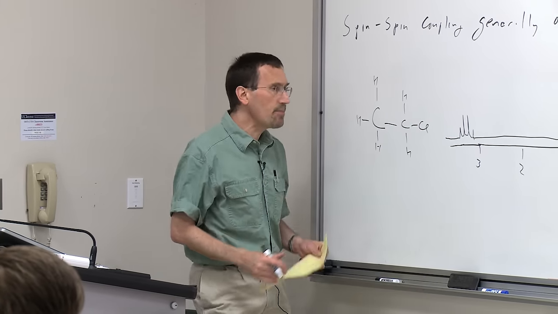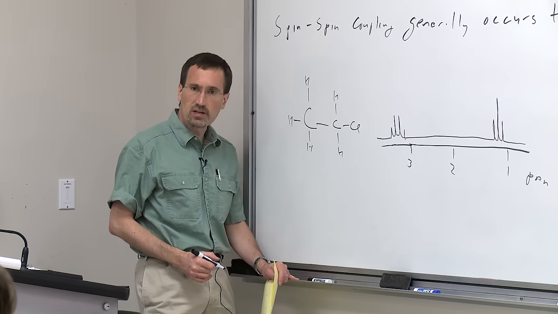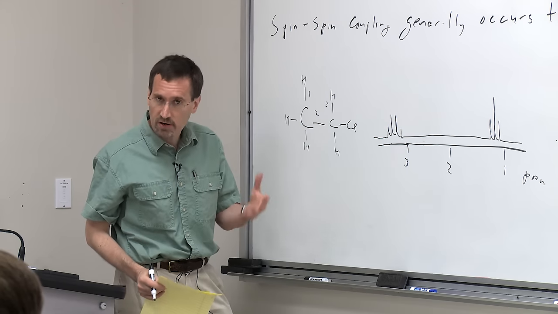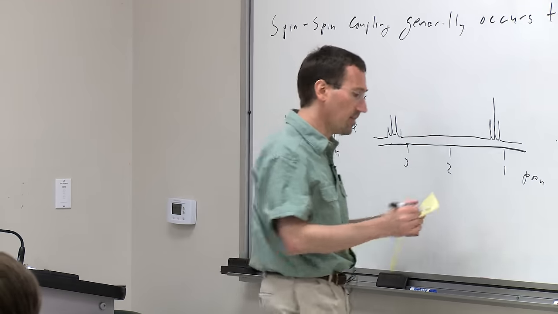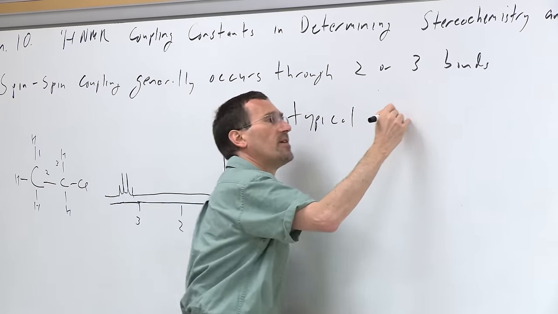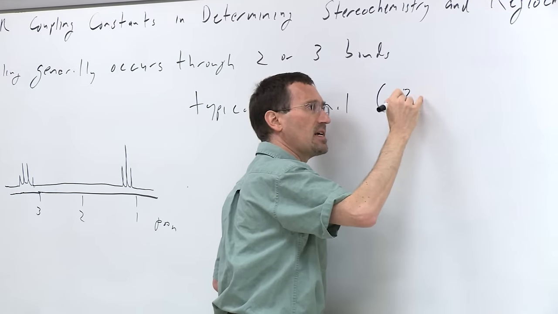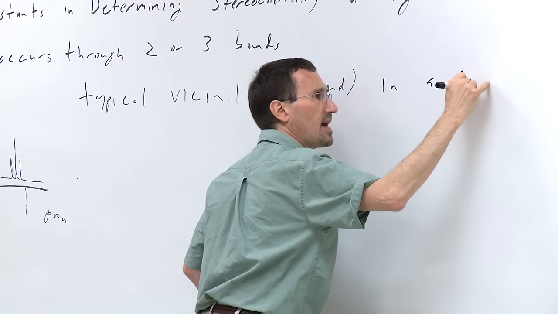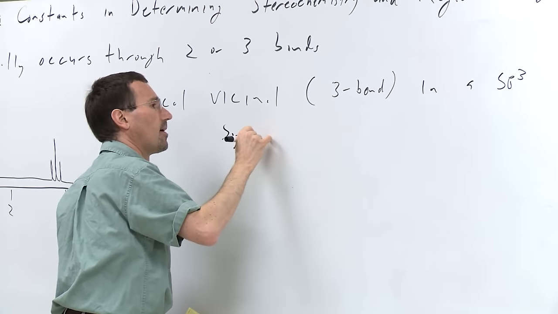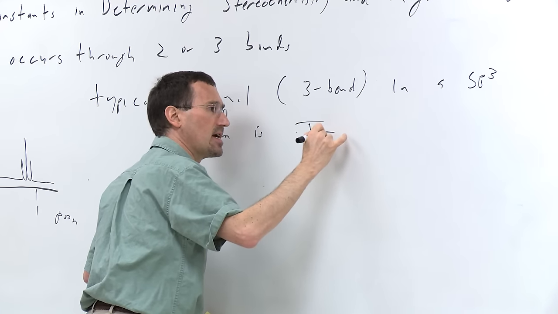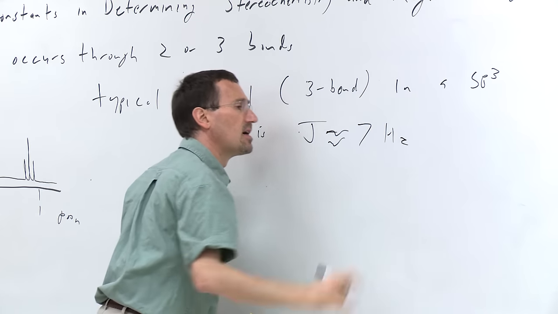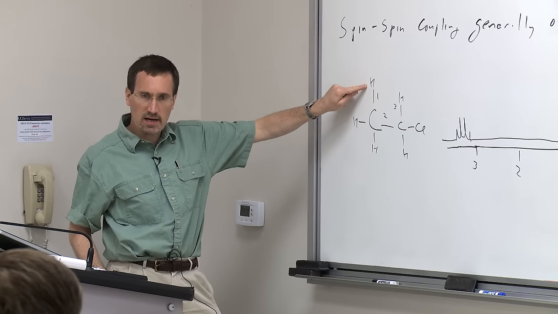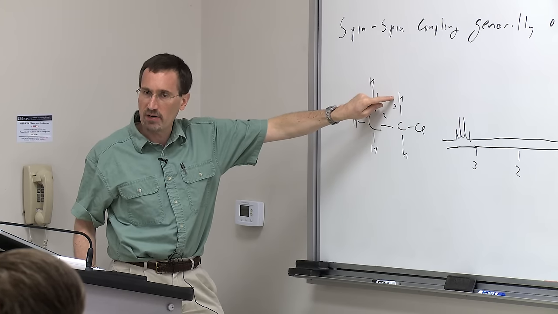Now, a typical coupling constant, or what we more specifically call a vicinal coupling constant, a 3-bond coupling constant, is about 7 hertz. That's a good number to keep in mind for an sp3 system. So I'll say typical vicinal coupling, vicinal is like vicinity, nearby, in an sp3 system is about, so we'll say J, the term that we use to describe coupling constants, approximately equal to 7 hertz. In other words, the little magnet generated by this proton here affects this proton here by about 7 hertz.